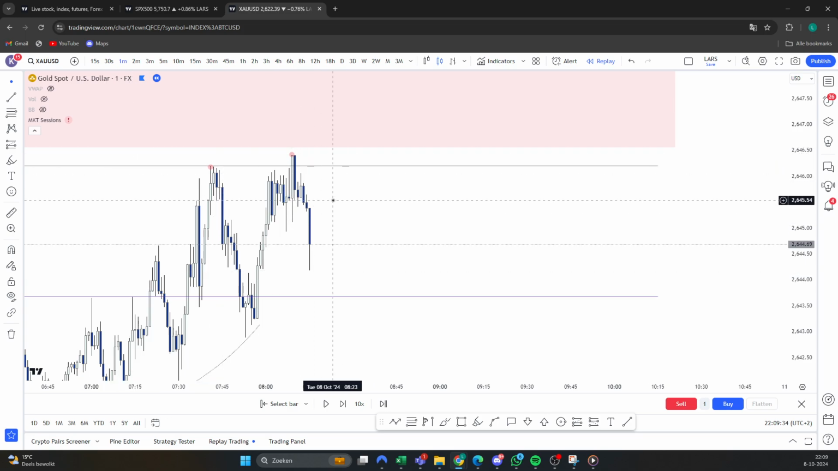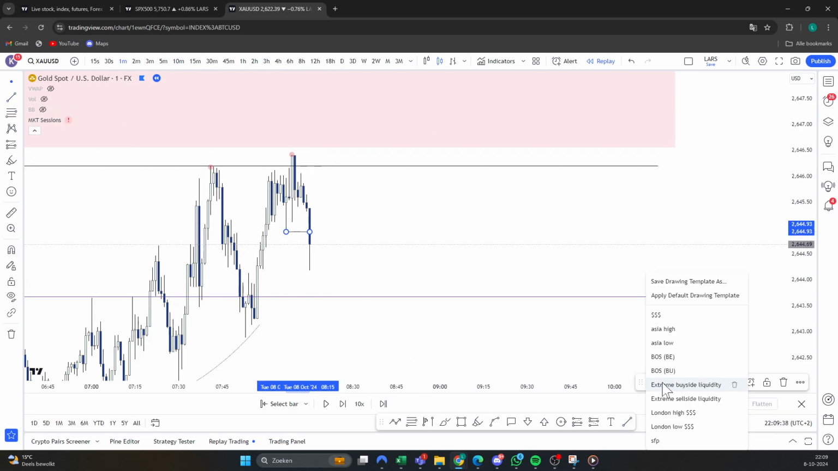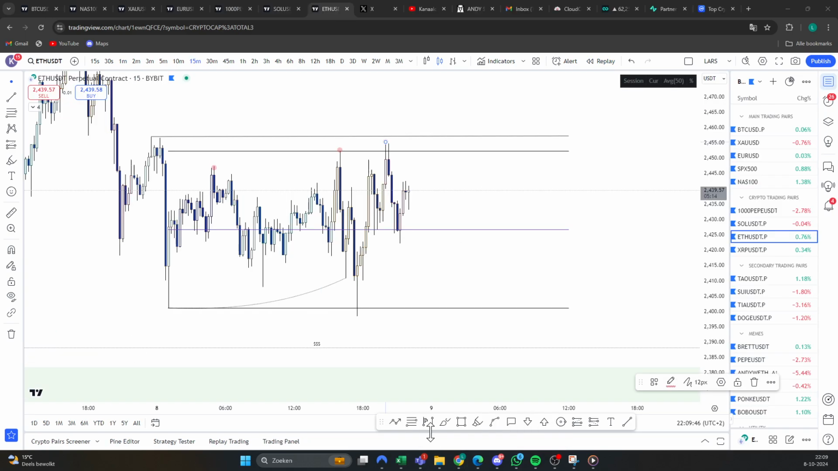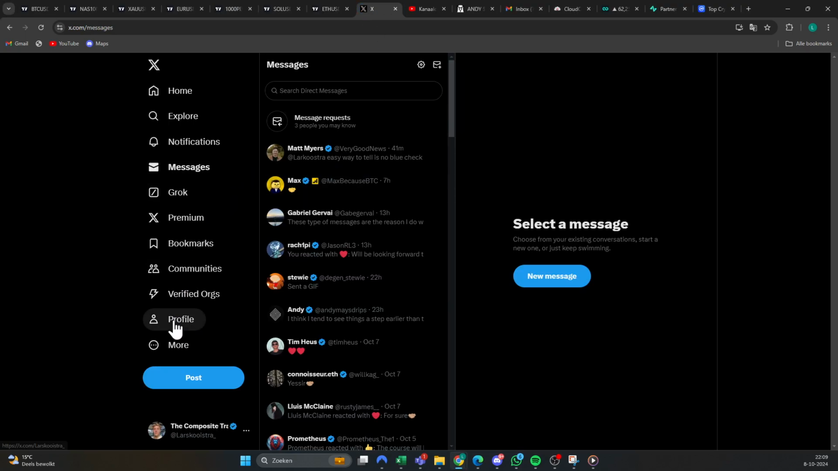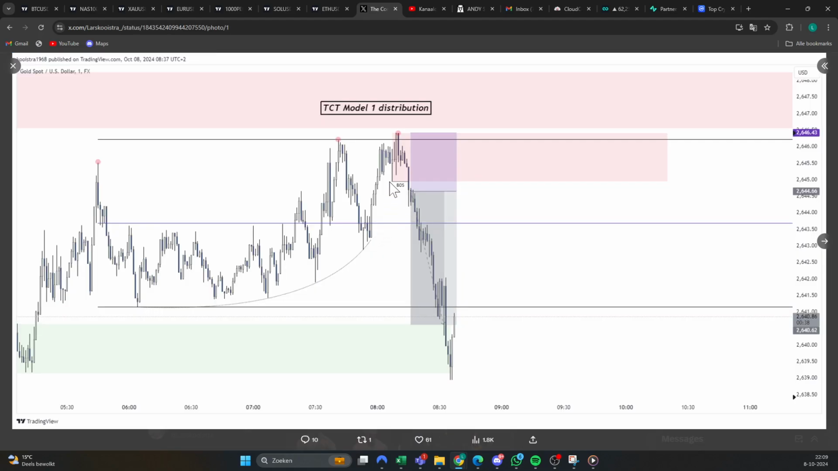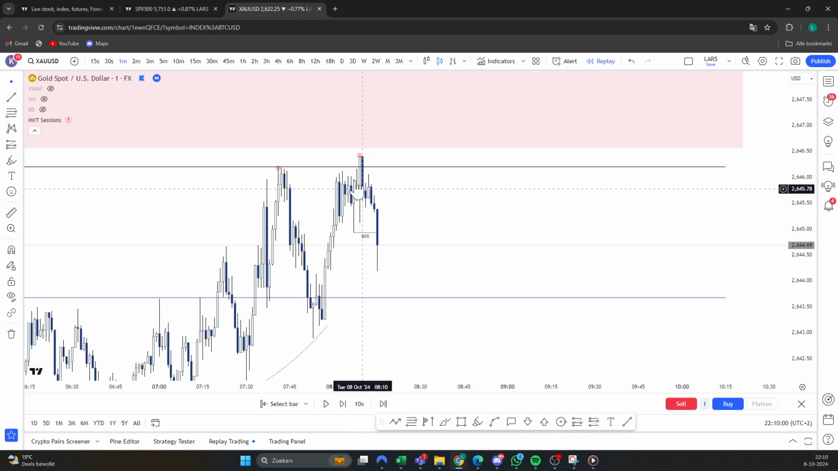I swear they changed the data feed, because right here I put my breakup structure. But if I go on my X profile, look right here. This was a bullish candle. You see this candle right here on my mouse? That was a bullish candle. And right now that is a bearish candle.